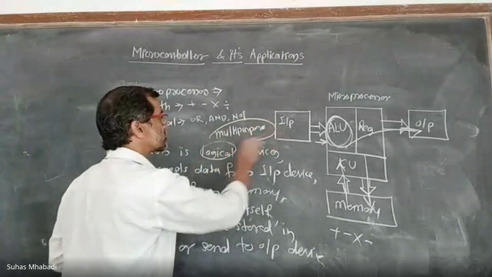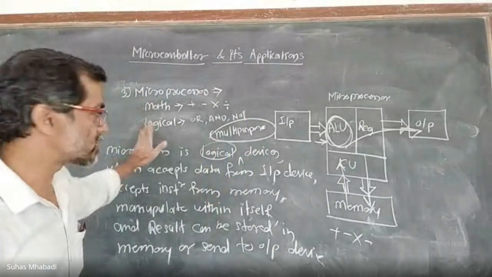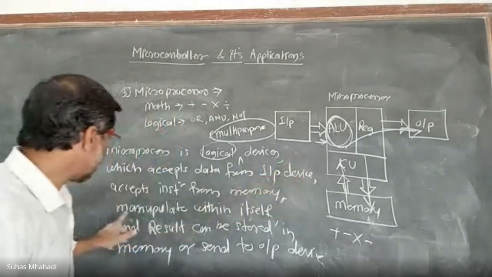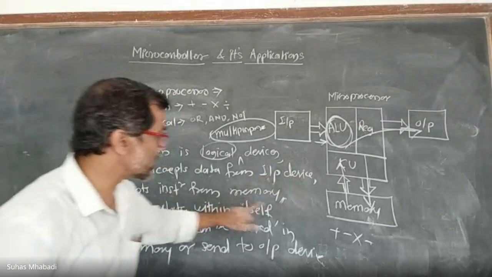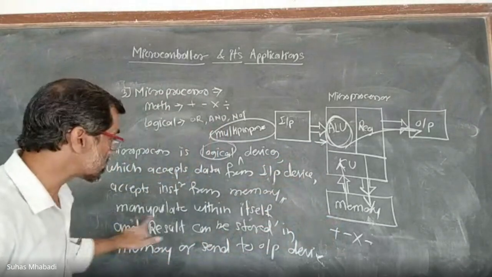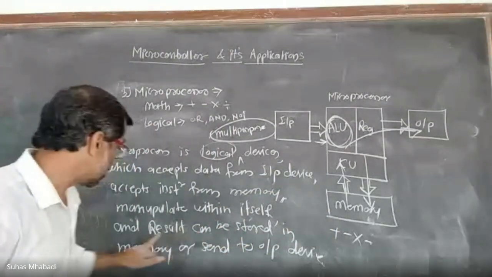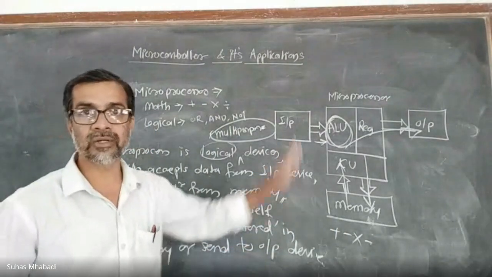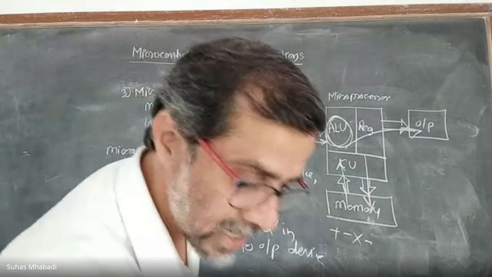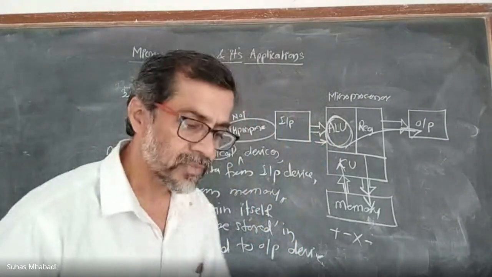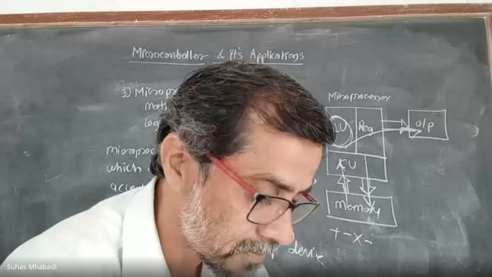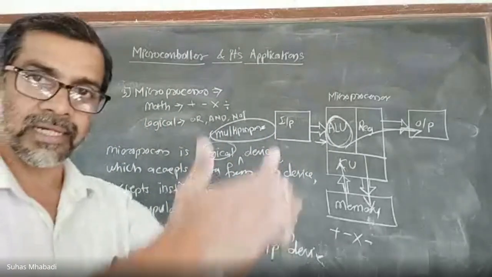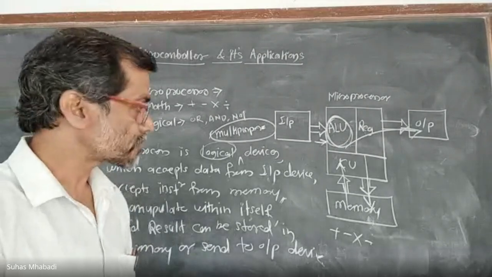Multipurpose: we can perform mathematical and logical operations. Accepts data from input, accepts the instruction from memory, manipulates within itself and saves the result either in a memory or we can display the result to an output device. This is called a microprocessor, otherwise a microprocessor based system. In the next lecture we will convert this system to a microcontroller and then we'll start our syllabus.